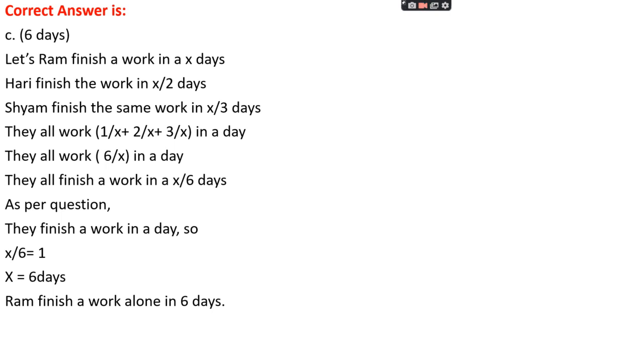As per the question, they all finish the work in a single day, which means X by 6 is equal to 1, which means X is equal to 6 days. It means that Ram finishes the work in 6 days, and Hari finishes the work in 6 by 2, which is 3 days, and Sham finishes the work in 2 days.